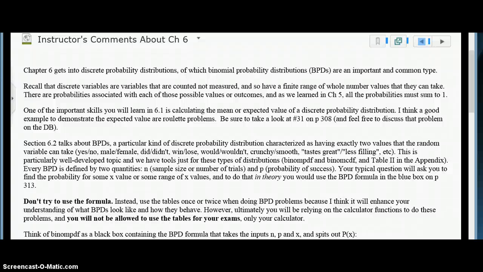Here we go into Chapter 6. Chapter 6 talks about the discrete probability distribution. So we'll be covering two sections in this chapter.